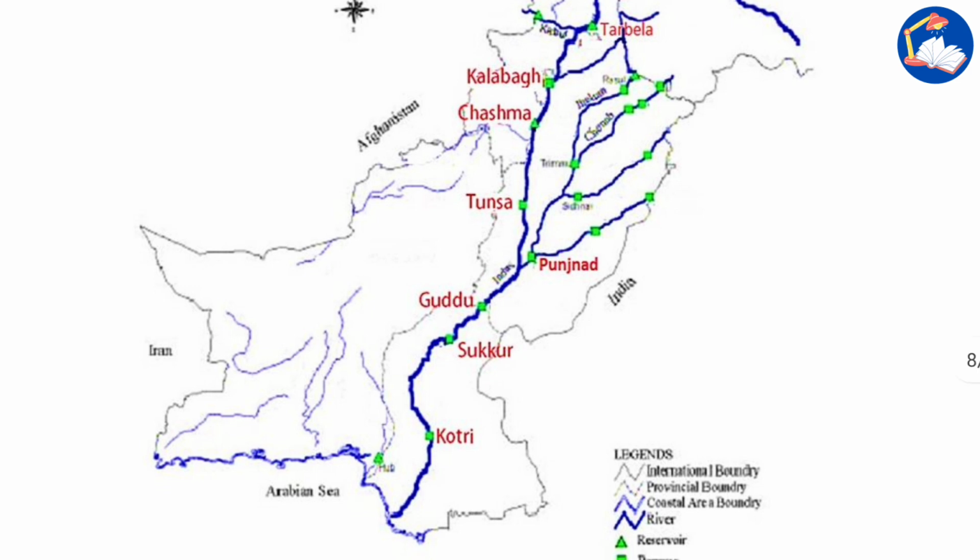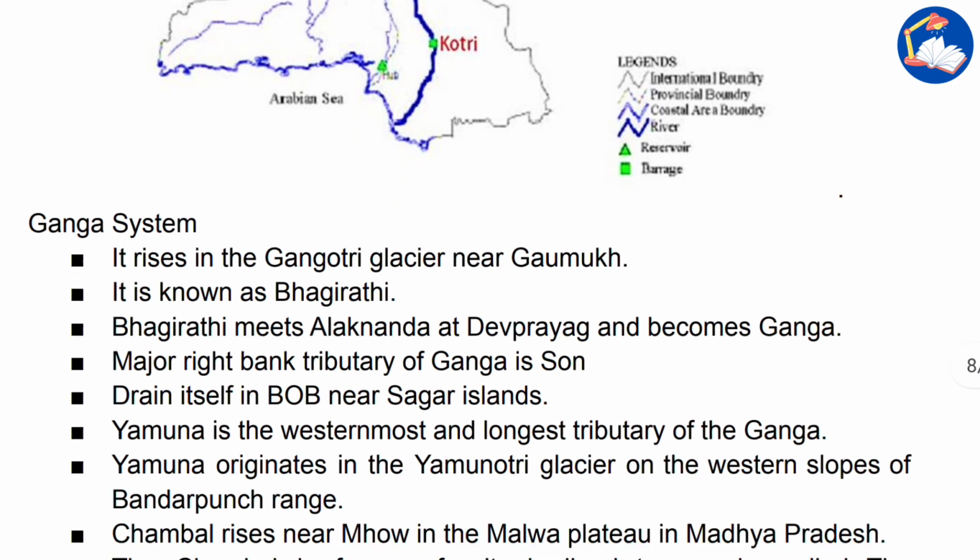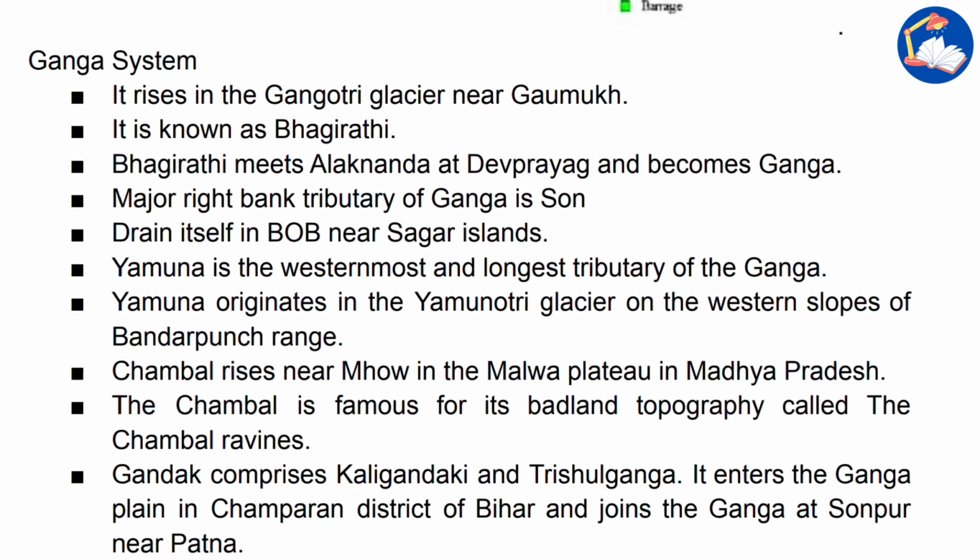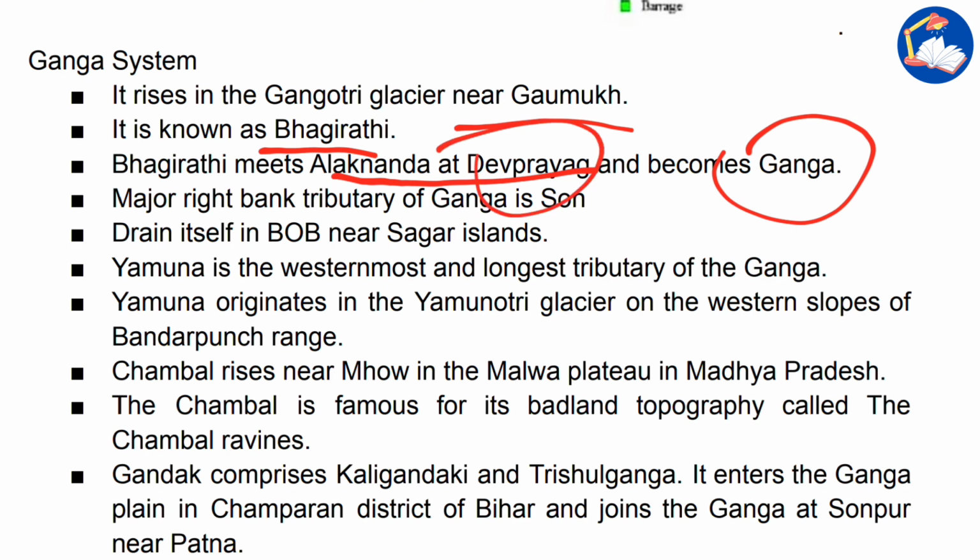Moving down, we have the Ganga system. It rises in the Gangotri glacier near Gaumukh. It is also known as Bhagirathi. Bhagirathi meets Alaknanda at Devaprayag and becomes Ganga. So Ganga is formed from 2 rivers, Bhagirathi and Alaknanda. They both meet at Devaprayag.